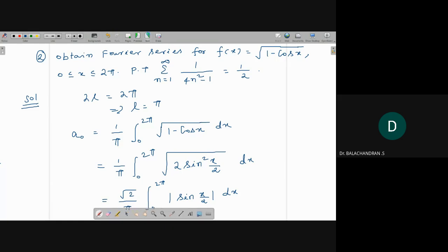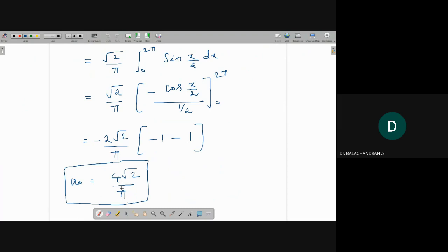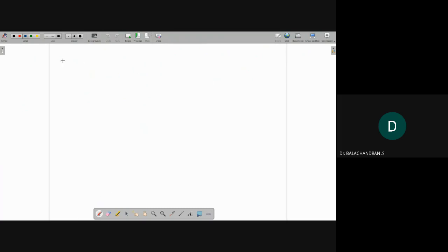Okay, I think so now up to here we got A naught. A n. What is A n? A n is 1 by pi, limit is from 0 to 2 pi, into root of 1 minus cos x, into cos n pi x by l. L is pi, pi pi gets cancelled, into dx.